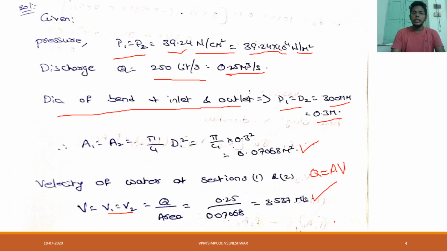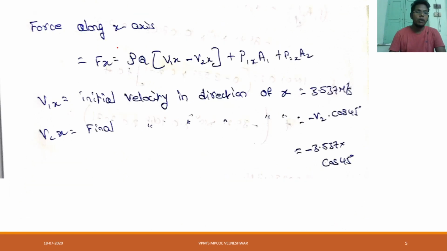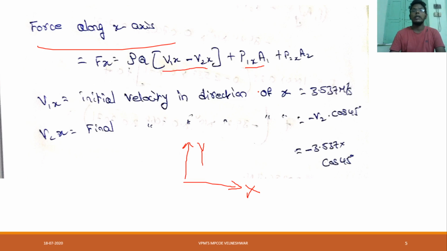Now what is our next step? We have to find the force values. First of all, I am taking force along the x direction, and after that we have to take the y direction. Now, what is our formula? Rho Q into (V1x minus V2x) plus P1x A1 plus P2x A2.